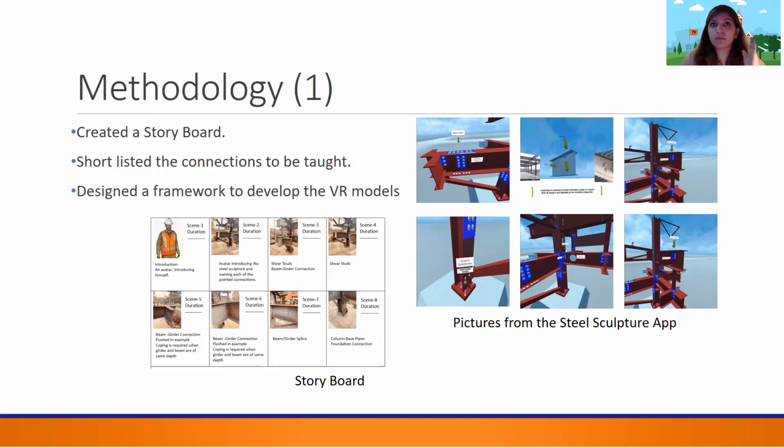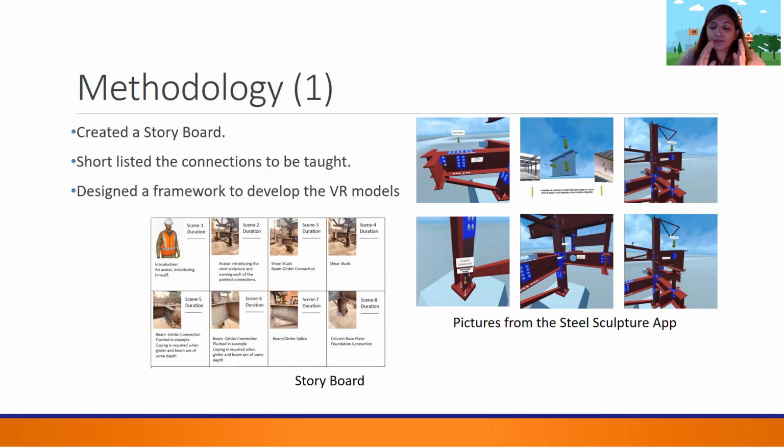The app is divided into 6 different modules. Each module explains one different connection, then explains its installation, and also shows how that connection is installed in a framing plan: where it is installed, and how the load bearing occurs.